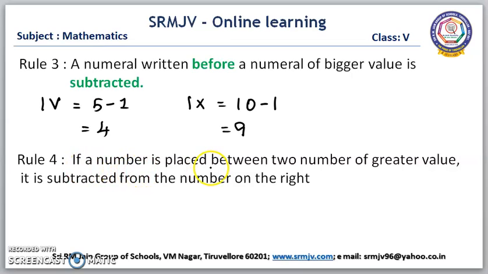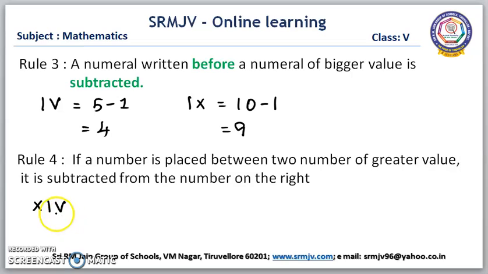If a number is placed between two numbers of greater value, it is subtracted from the number on the right. Let us see one example. X, I, V. Here I is placed between two numbers of greater value. Comparing to this, X is greater and 5 is also greater. So we have to subtract the value of I from the number on the right, from 5.